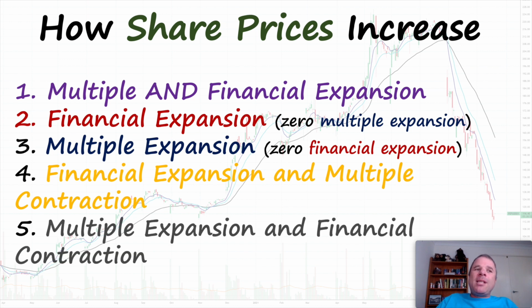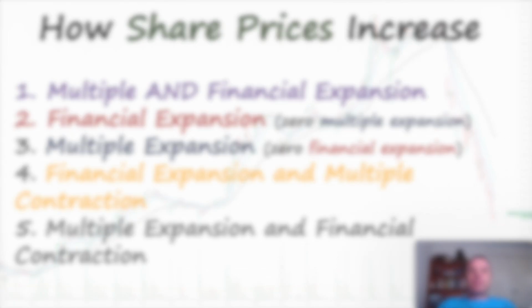And the final one is multiple expansion and financial contraction. Potentially the worst sort of scenario because the company's financials are going down, the profits are going down, but we are still seeing their P/E ratio go up. I haven't seen this sort of scenario play out all that much, but I did find one recently on the ASX. I'll actually show you that example later in this video.